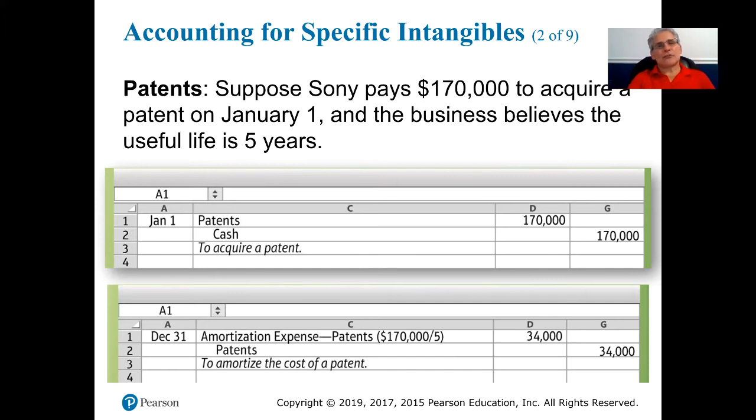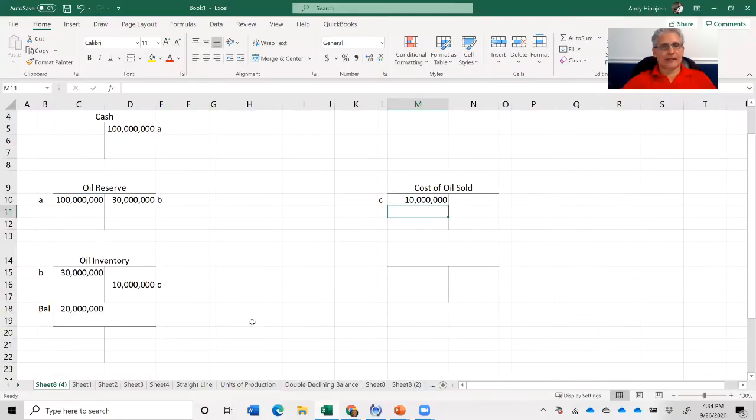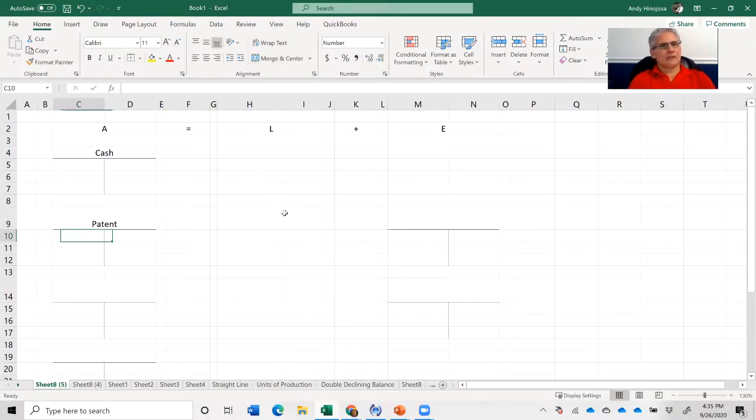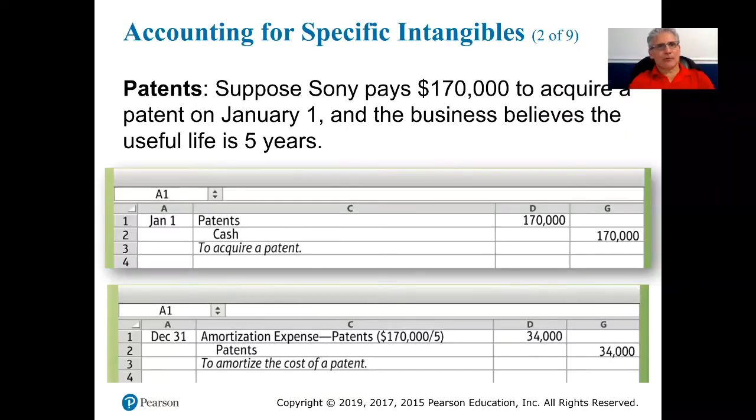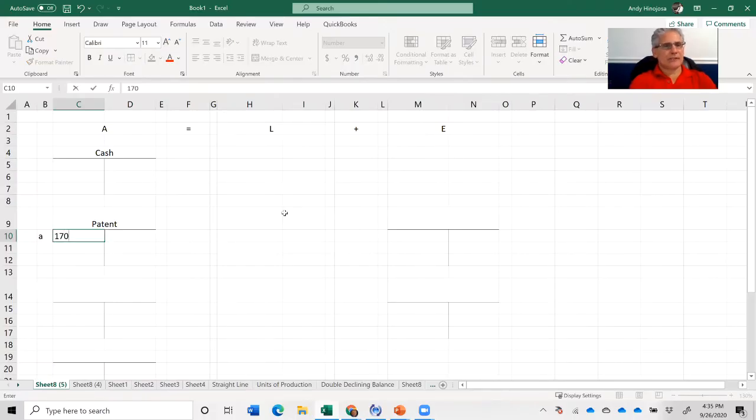So that's what their determination is: I'm going to pay $170,000 for this patent, which will give me about a 5-year useful life. So they're going to debit patents for $170,000, and they're going to credit cash. That was the acquisition of the patent. Let's go ahead and see how the T accounts are impacted. In this case, we'll call it A. They purchased a patent, $170,000. That's the debit, and the credit to cash for $170,000.